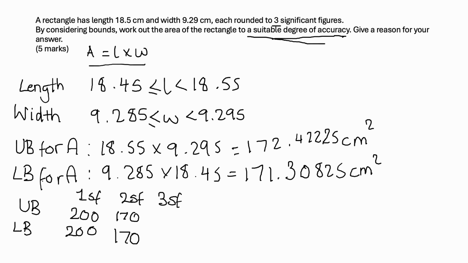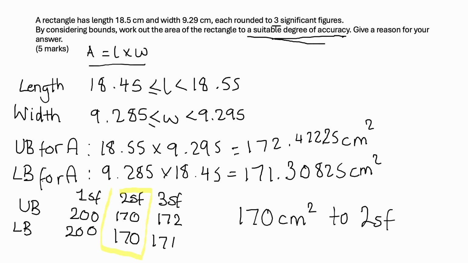172.42225 to 3 significant figures is going to be 172 for the upper bound. For the lower bound, we're going to get 171. Okay, so they don't match to 3 significant figures. So our most accurate degree of accuracy for this question here is going to be to 2 significant figures, as they both round to 170. So we just say 170 centimeters squared to 2 significant figures.